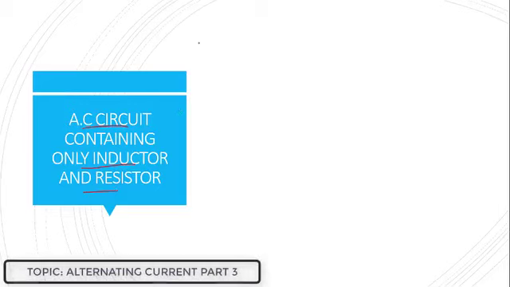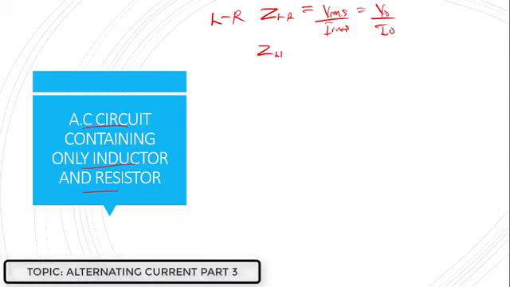Welcome back. For an AC circuit containing an inductor and a resistor, we call it an LR circuit, an inductor-resistor circuit, and it has an impedance given by the RMS voltage over the RMS current, which is also given by the peak value of the voltage divided by the peak value of the current. Alternatively, the impedance is also given by the square root of the resistance squared plus the inductive reactance squared.